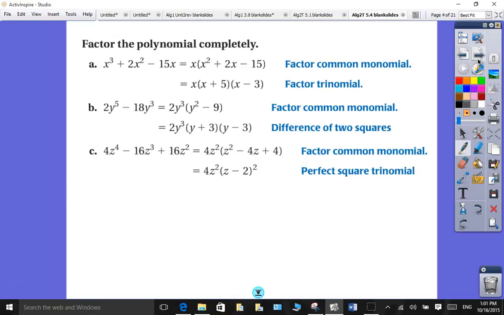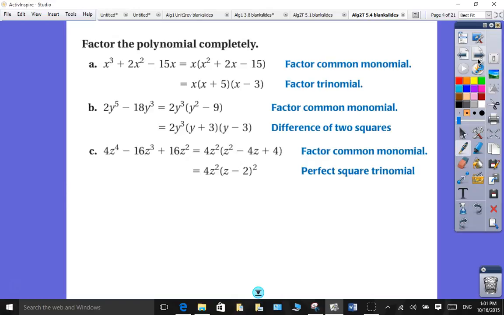And the last one, the greatest common factor was 4z squared, which left a perfect square trinomial. So that's what we mean. That's what I mean, because nobody else will use these words. By greatest common factor plus: first, take out the greatest common factor. Recognize what you got.